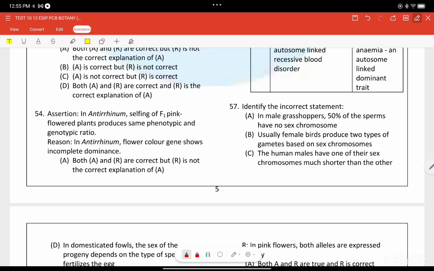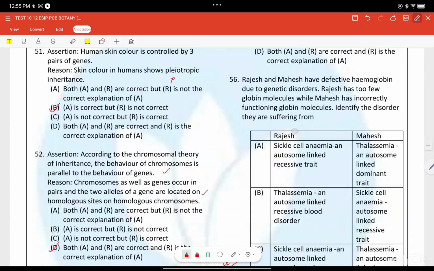In Antirrhinum, selfing of F1 pink flower, selfing of F1 pink means capital R, small r, capital R, small r. It produces 25% red, 50% pink and 25% white progeny. It produces the same phenotypic and genotypic ratio, that is correct. Antirrhinum flower gene shows incomplete dominance, that is the reason why phenotypic and genotypic ratio are same.